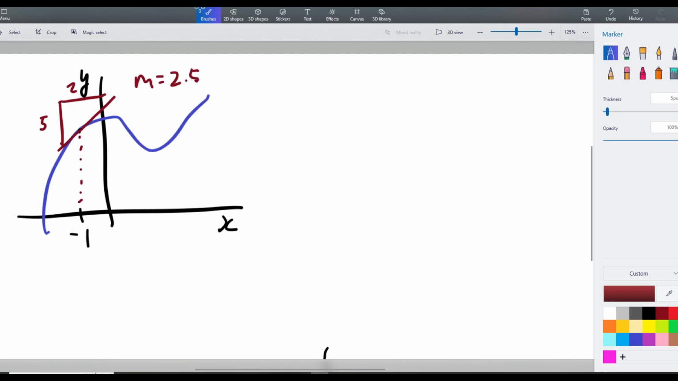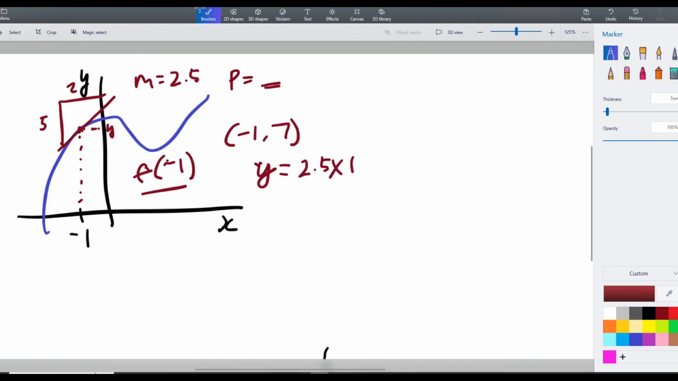That way we can find out what the point is just by putting in f of -1. When we find p, we'll find out what the y value is. So we'll know that that's -1, maybe it's 7. Then we'll be able to give the equation of the line. We know the line is 2.5x plus something. And the only line that has a slope of 2.5 that goes through -1, 7, for example. All right, we'll be able to figure that out.